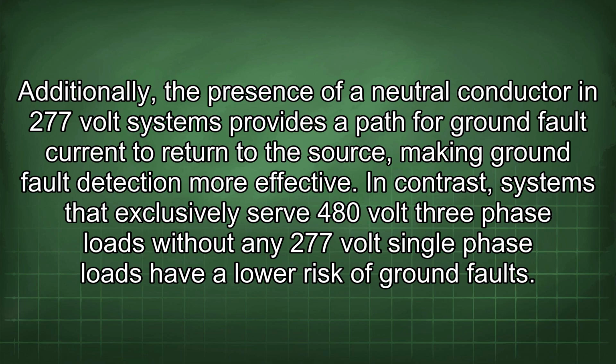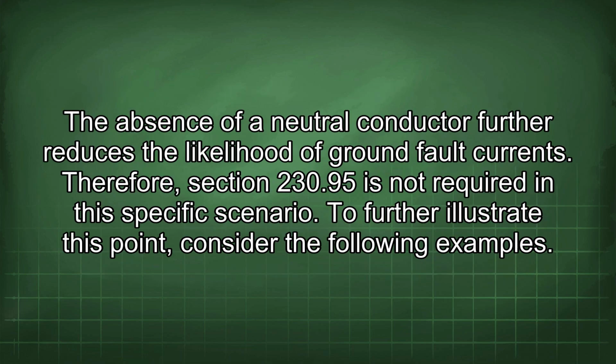In contrast, systems that exclusively serve 480-volt three-phase loads without any 277-volt single-phase loads have a lower risk of ground faults. The absence of a neutral conductor further reduces the likelihood of ground fault currents. Therefore, Section 230.95 is not required in this specific scenario. To further illustrate this point, consider the following examples.